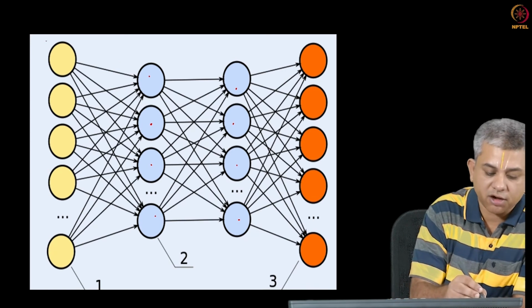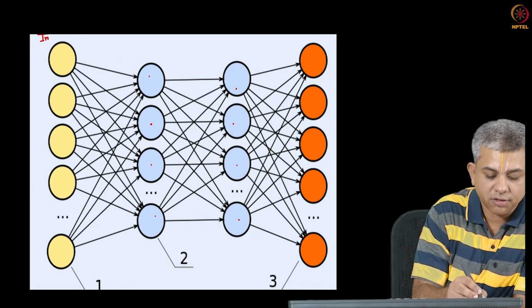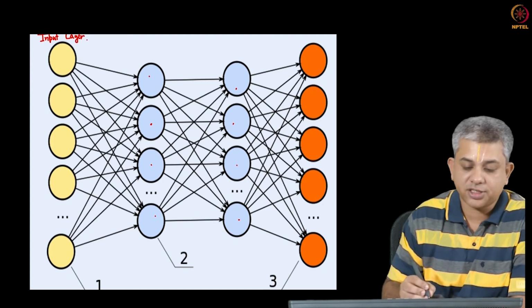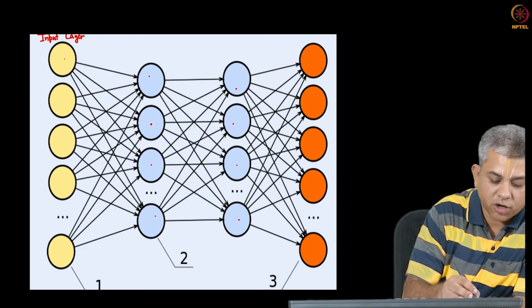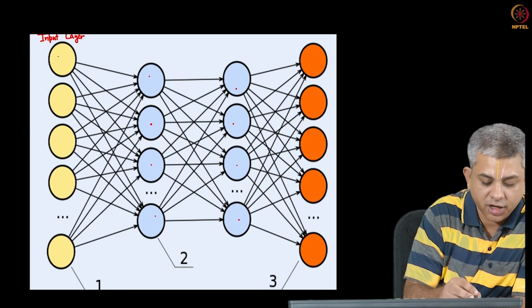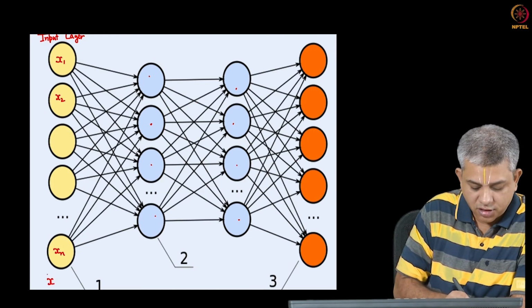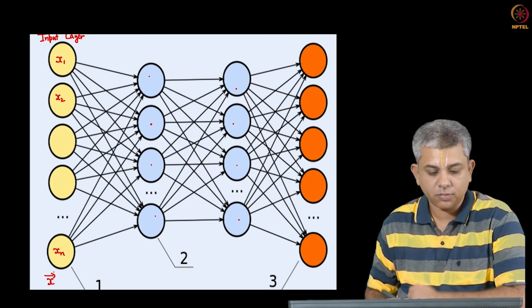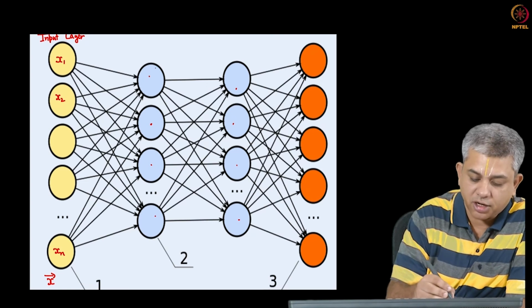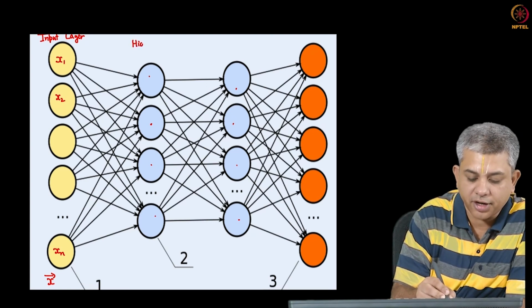The very first layer is called the input layer. We had seen this during logistic regression, even in linear regression. So, you will have multiple features. This is the input vector. The intermediate layers here are called hidden layers.